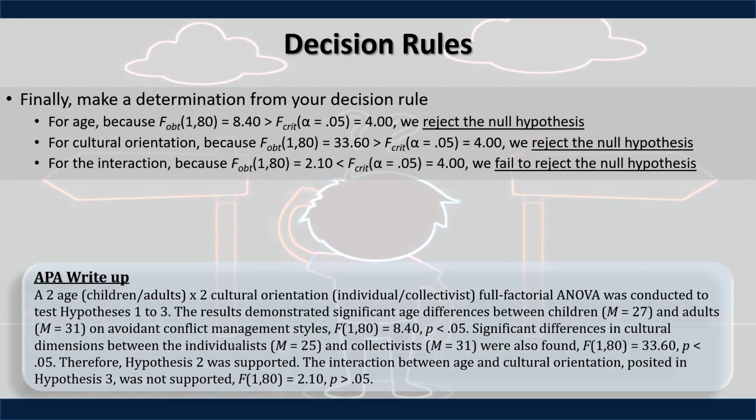For cultural orientation, because the calculated F value of 33.60 is higher than our critical value of 4.0, we can also reject the null and conclude there's a main effect for culture. For the interaction, because our calculated F statistic of 2.1 falls below the critical value of 4.0, we fail to reject this null hypothesis. Unfortunately, there's no interaction effect.